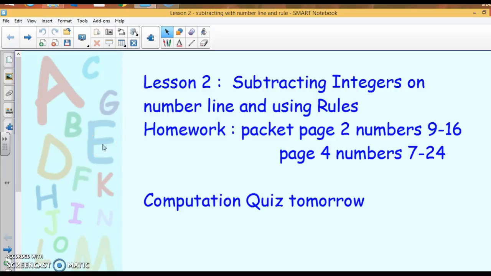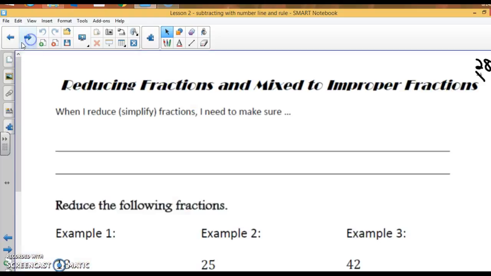Today's lesson is Unit 1, Lesson 2. We're talking about subtracting integers on the number line and by using rules. The homework that goes with it is listed here. That's in the homework packet. And if you're watching this, the quiz is tomorrow on computation.